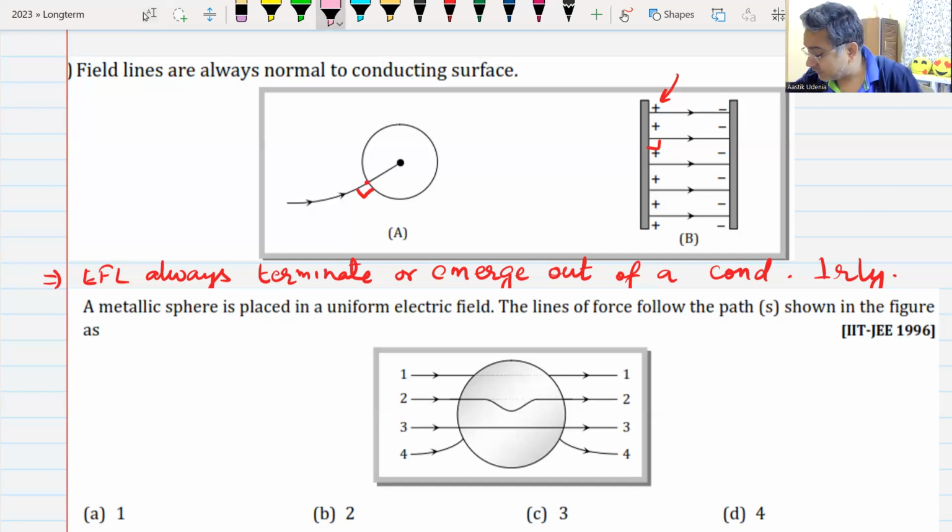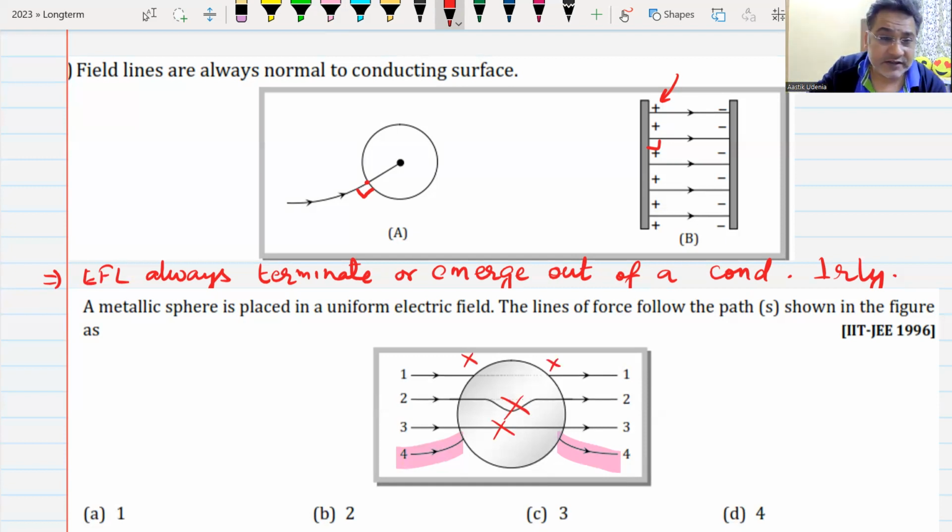The correct answer is 4. They must terminate and emerge out perpendicularly. They cannot exist inside the conductor, therefore these two options are wrong. This option is wrong because it cannot terminate in any direction other than perpendicular. Therefore, the only correct option is option number 4. I'll give you 2 minutes to note this down. Then we move ahead.